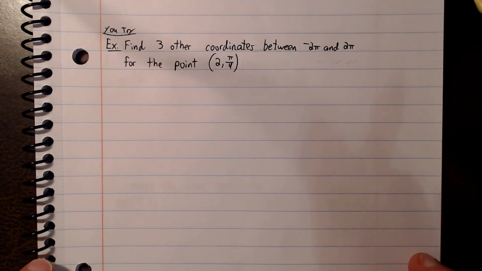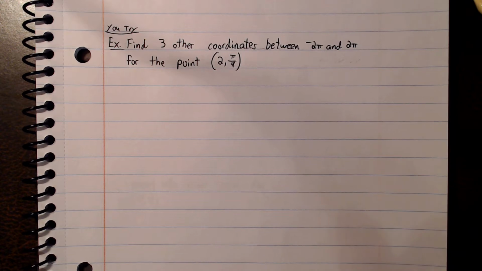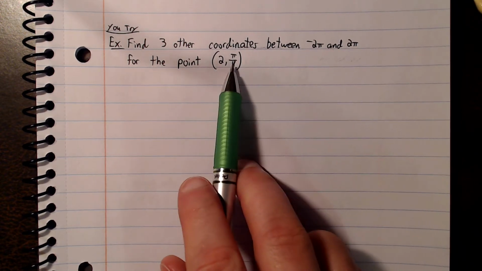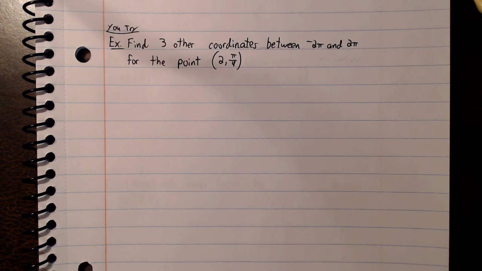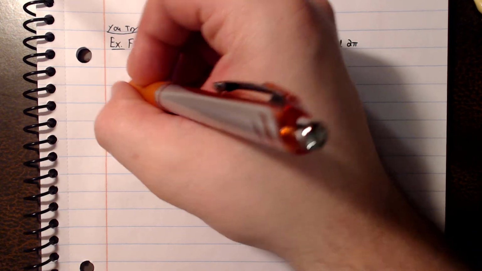Okay, you've got one to try here on your own. Find 3 coordinates between -2 pi and 2 pi for this coordinate 2 pi over 4. Pause the video, resume it when you're ready to check. Alright, let's see what you came up with.